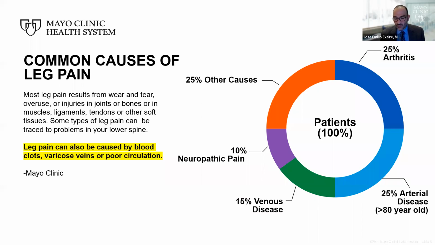So first of all, in order to get these slides together, I went to our own Mayo Clinic webpage and asked it, what are the most common causes of leg pain? Being a trustworthy source, it came out with this explanation that you see here on the left side. Most leg injuries can result from regular wear and tear or overuse. Other problems affect the joints and bones, muscles, ligaments, tendons, and sometimes even problems in your lower spine. Now, obviously, there is a good chunk of patients that have poor blood circulation or varicose veins that can actually give you pain in your legs.